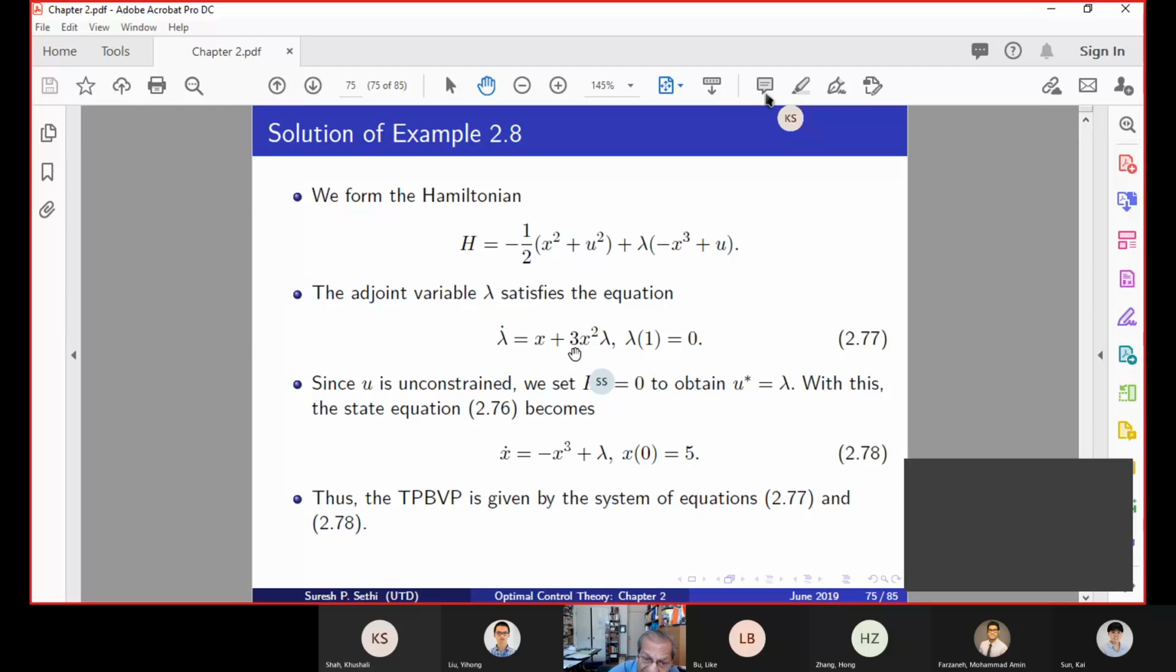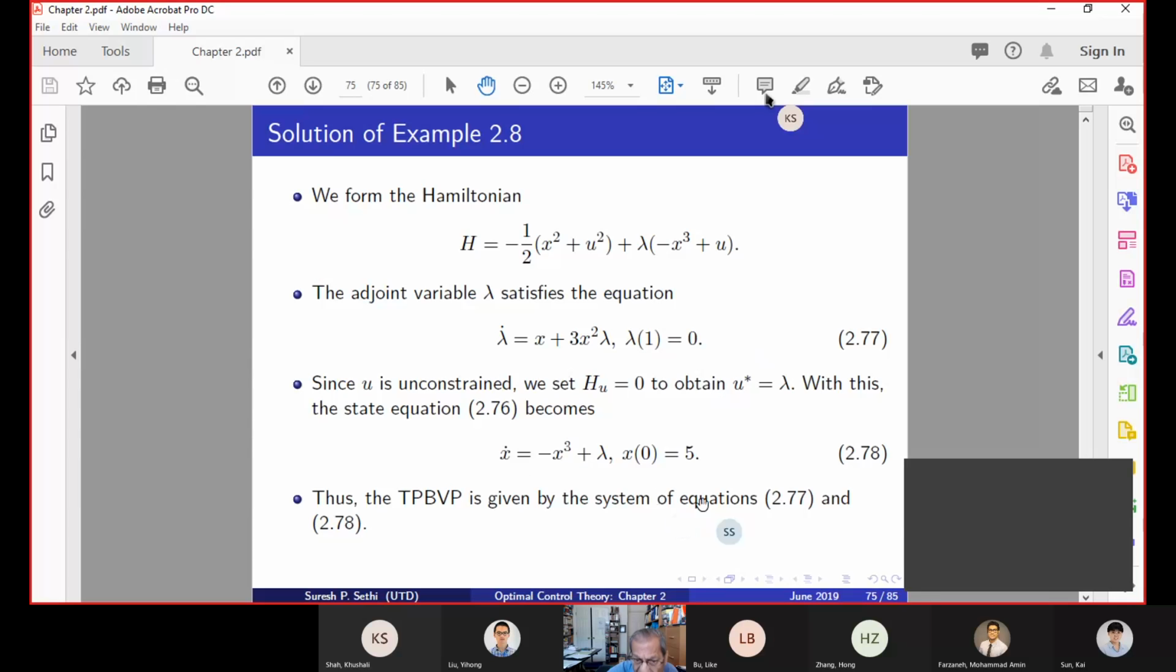But notice I cannot solve this equation unless I know x, and I cannot solve the x equation unless I know lambda. And so I have two equations in x and lambda. I have x0 equal to 5, lambda 1 equal to 0. I have a 2-point boundary value problem.